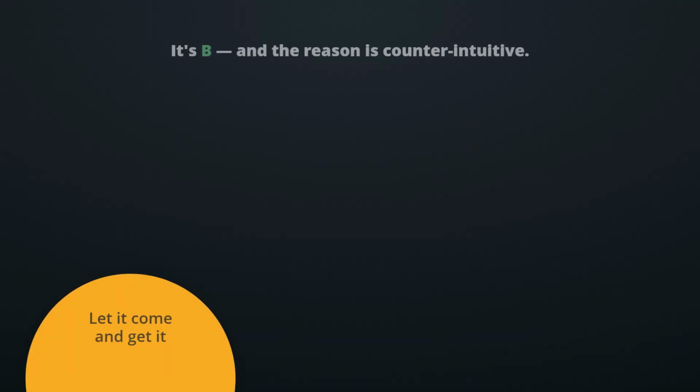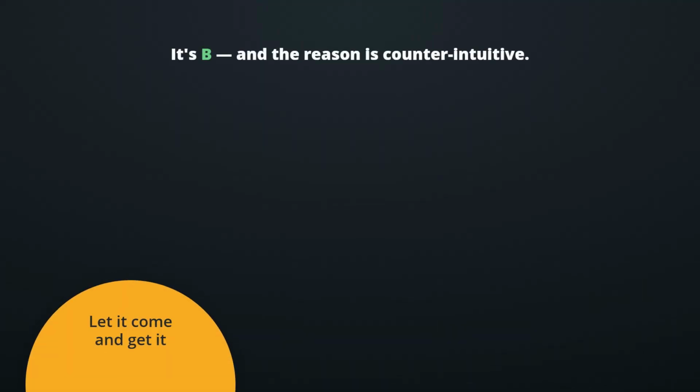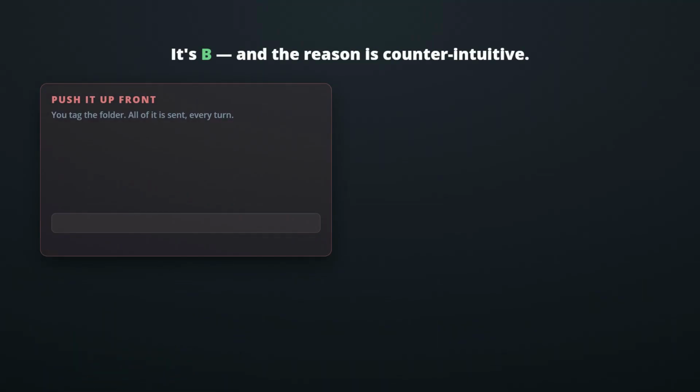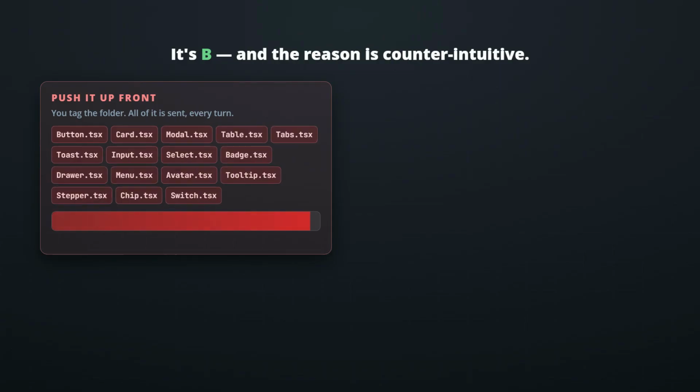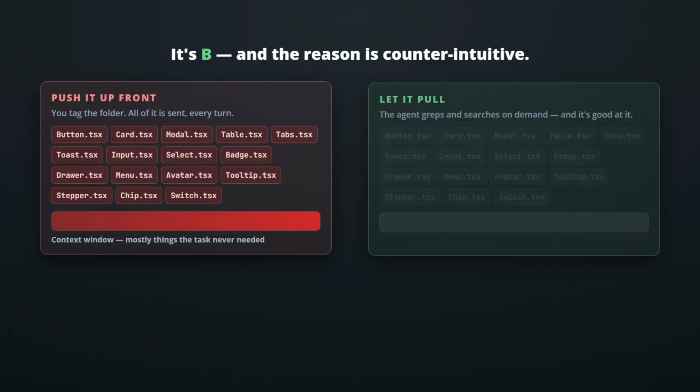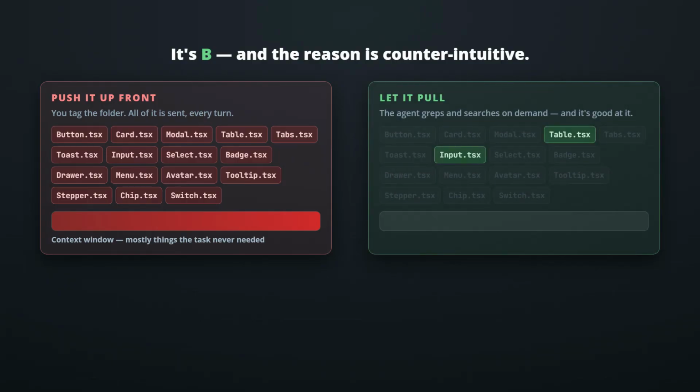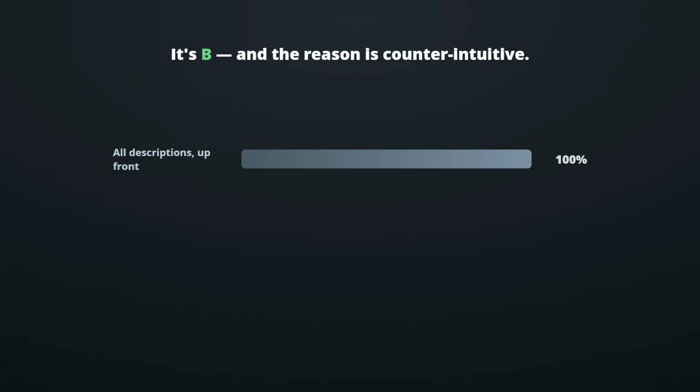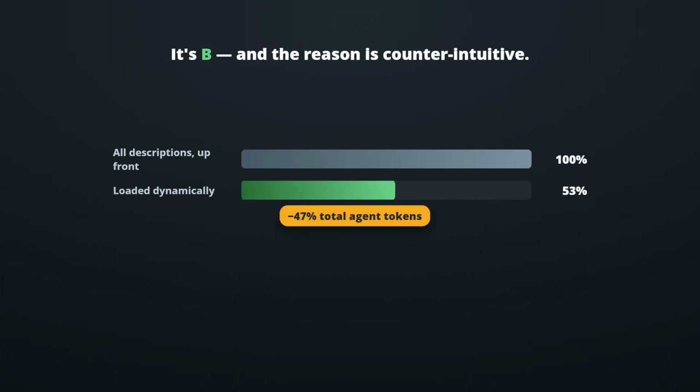It's B, and the reason is genuinely counterintuitive, so it's worth a minute. Cursor's guidance is to not manually tag every file. The agent greps and searches your codebase on demand, and it's good at it. Their engineering team measured a version of this. Loading tool descriptions dynamically instead of pushing all of them up front cut total agent tokens by 47%. Less context pulled when needed beat more context pushed up front.